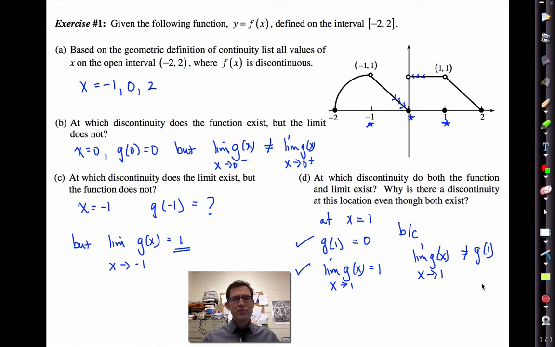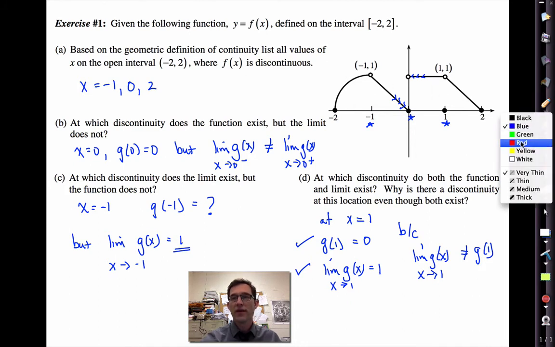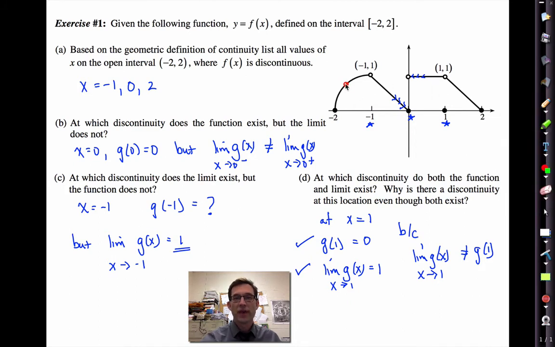What letters B, C, and D get into is a very concrete way of knowing whether or not a function is continuous at a particular value of x. At the vast majority of the values of x, let me pick this one right here, whatever that is, the limit exists, the function exists, and they're equal to each other. And that's because it's continuous there.